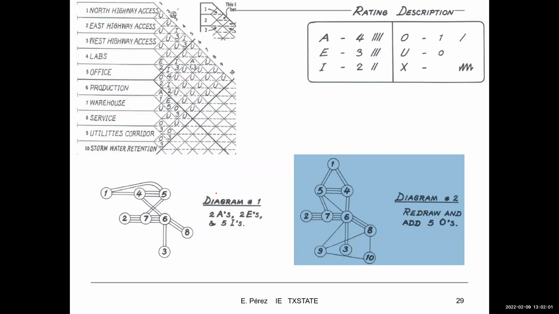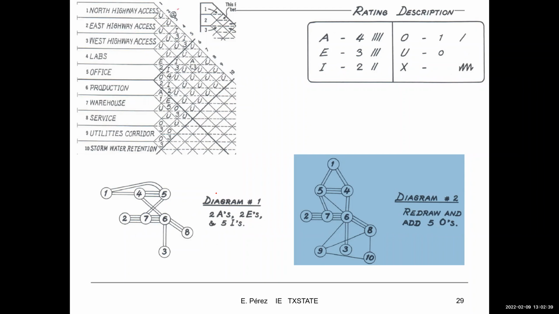So we have a couple of diagrams here, diagram 1 and diagram 2. One of them goes up to 8. Then the second one includes 9 and 10. But they're similar. Again, we follow the ratings. We assign the number of lines according to the ratings, and then we draw the network. As you can see, 2, 7, and 6 have many lines, so the relationship is pretty high. So we're going to need to make sure that those are close to each other.